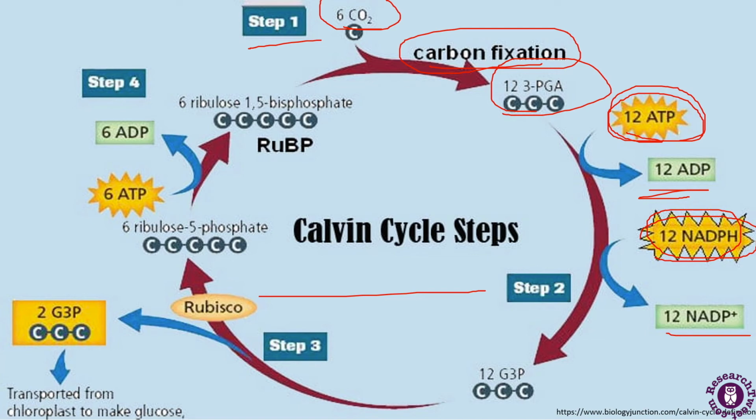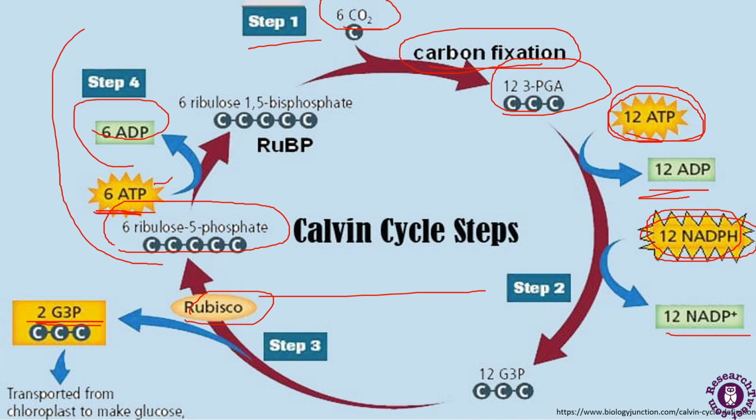Then this was about the second step. Then about the third step. In the third step, what is happening? Rubisco molecule, that is 2 G3P, is transported from the chloroplast to make the glucose, which gets converted into 6 ribulose 5 phosphate, and after this they will require ATP for energy, and they will release 6 ADP molecules. This is the fourth step which we are talking about, and 6 ribulose 1,5 bisphosphate molecules are being produced here.